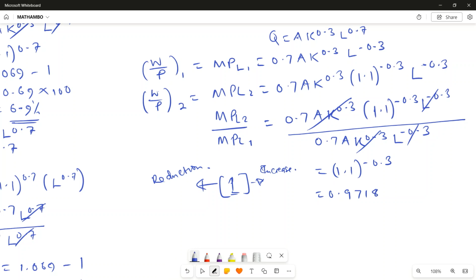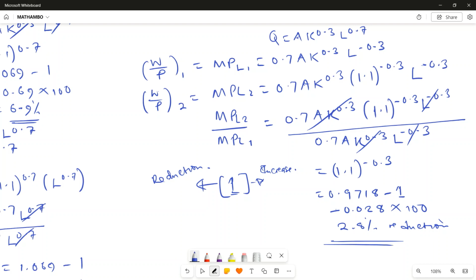Now when you subtract a 1 from this, you're going to get minus 0.028. What does this mean? Multiply this by 100, and this will give you negative 2.8. So this shows that there was a 2.8% reduction in the real wage after the increase in labor.